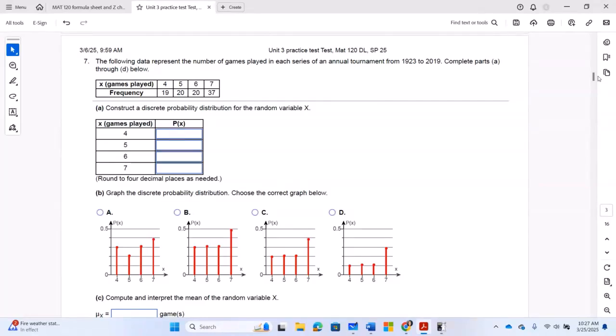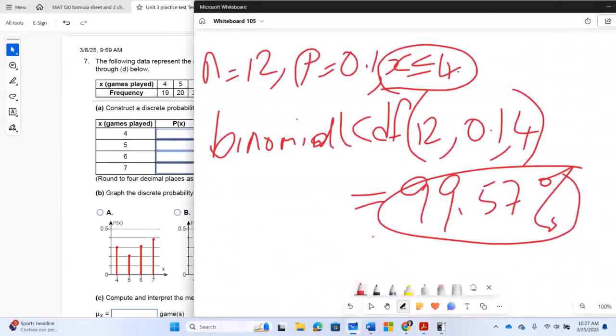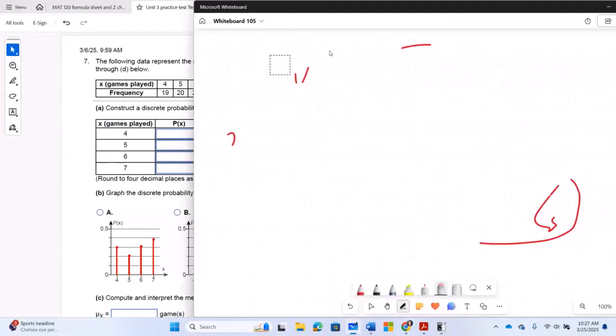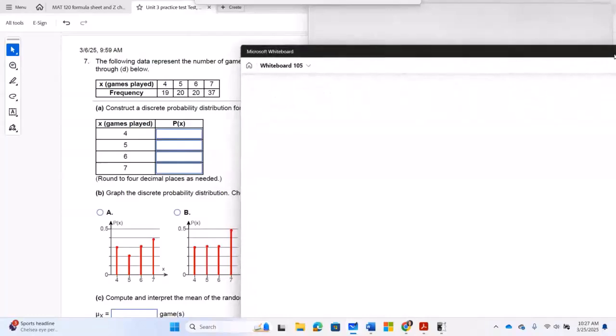All right, the following data represents the number of games played in each series of an annual tournament from 1923 to 2019. Complete parts A through D. All right, so I'm just going to clean this part and then we go to answer that question. That question is on discrete probability distribution. So what did they tell me to complete?